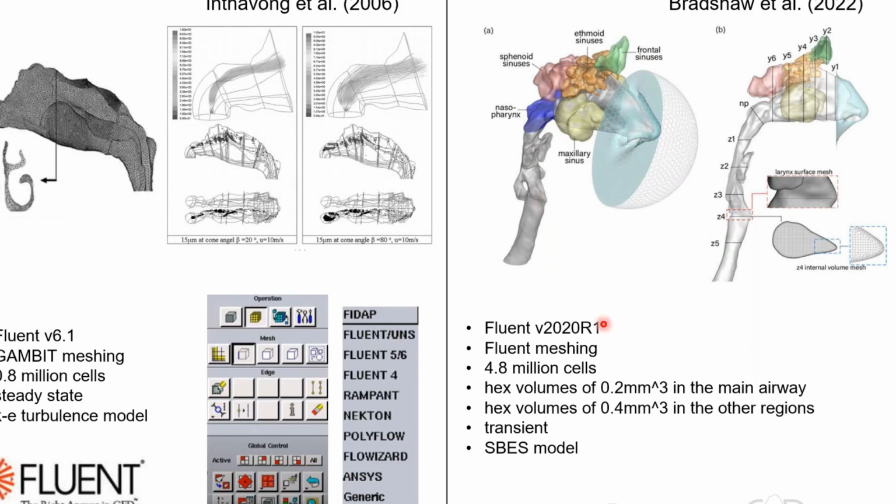The software has also changed, so we shifted from Gambit meshing to Fluent meshing, and now we're looking at 4.8 million cells. It's a polyhex core, and the internal hex cells have a minimum volume of 0.2 millimeters cubed in the main airway, and in regions where there isn't much airflow, we can then bump that up to 0.4. The work is transient, and then we applied the SBES model.